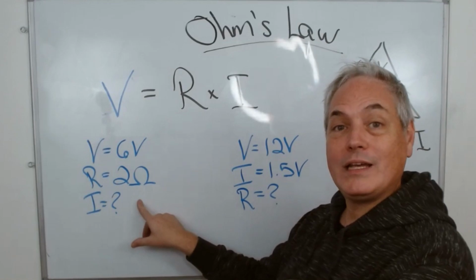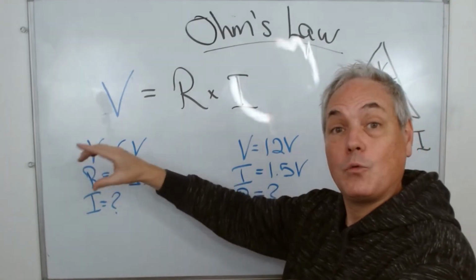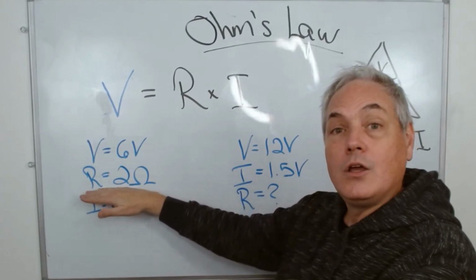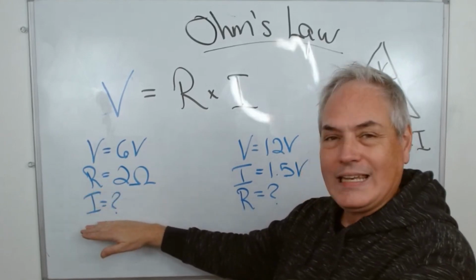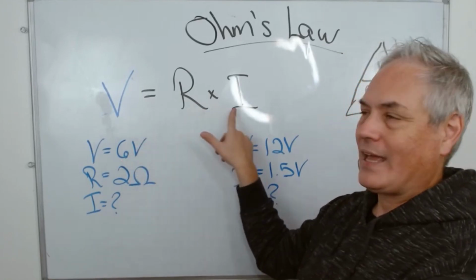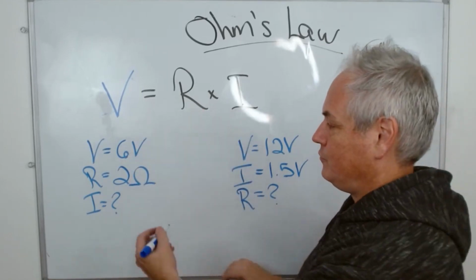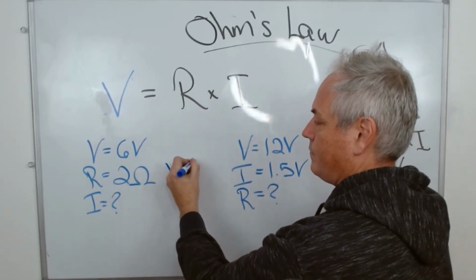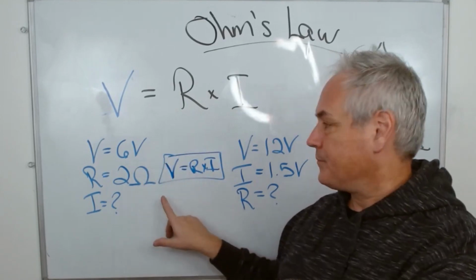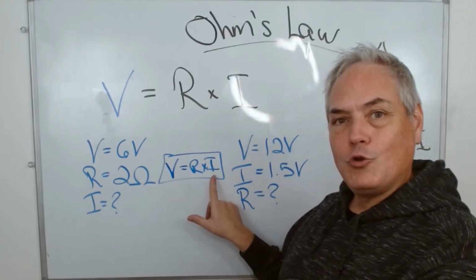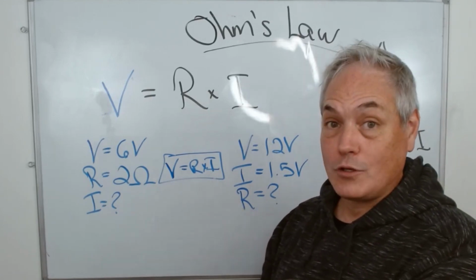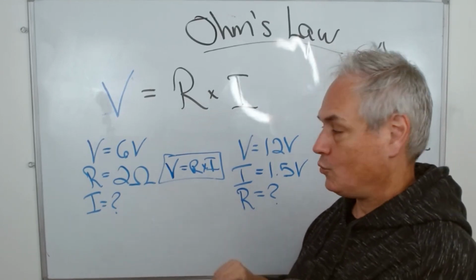So in this example, I have a circuit with 6 volts of energy, a resistance of 2 ohms, and I want to know the current. So let's look at the equation I have here and see what I need to do. Now, we realize that we have to isolate the I here. So I'm going to do some algebra and then I'll give you some ideas and some tools afterwards.